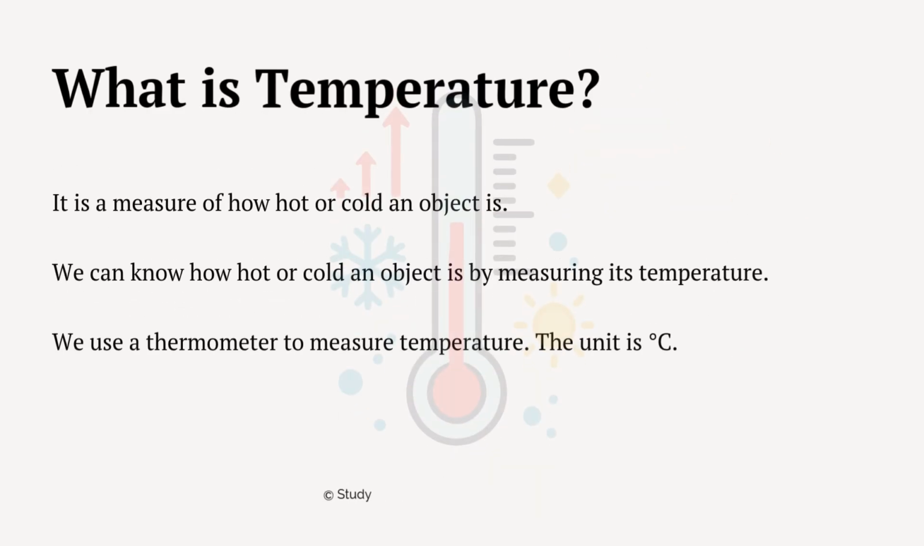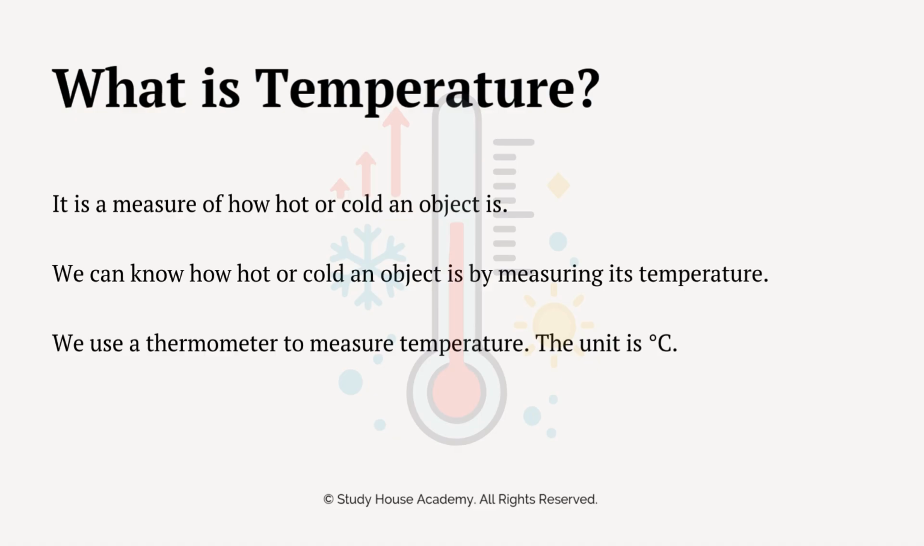What is temperature? It is a measure of how hot or cold an object is. We can know how hot or cold an object is by measuring its temperature. We use a thermometer to measure temperature. The unit is degrees Celsius.